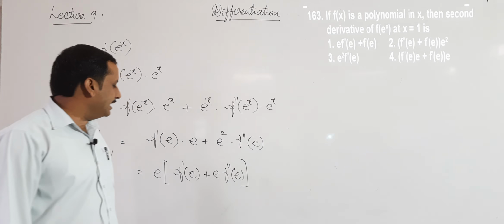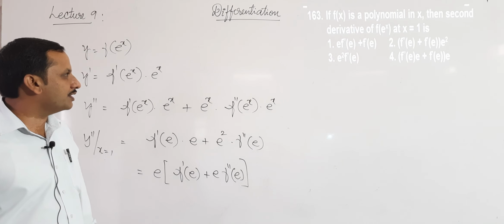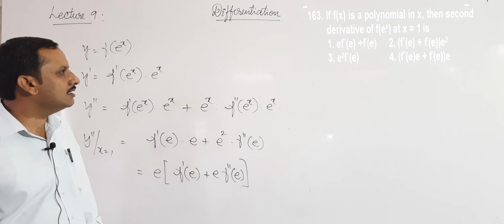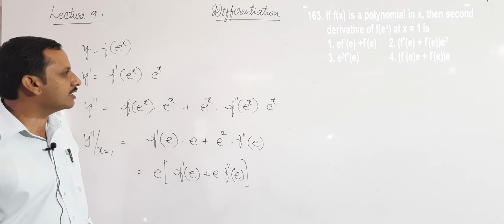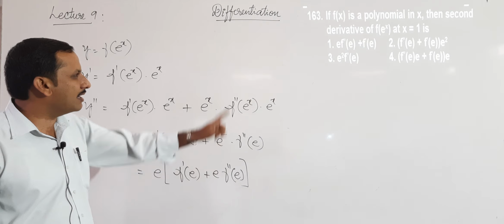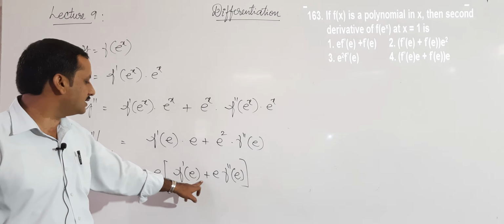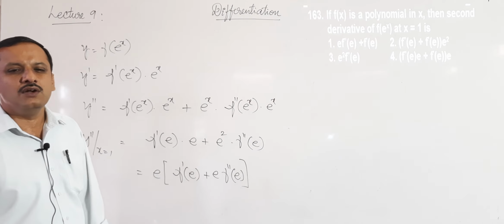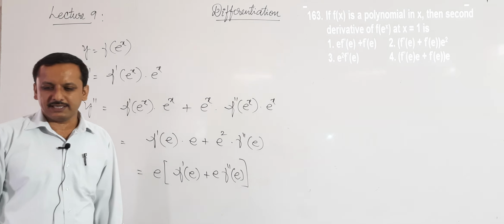So the first option, e f double dash of e plus f dash of e, is not the answer because e is missing. Second option is not the answer. Third is not the answer. Fourth, is it true? f double dash of e into e plus f dash of e into e. Yes. The fourth option is the correct answer.